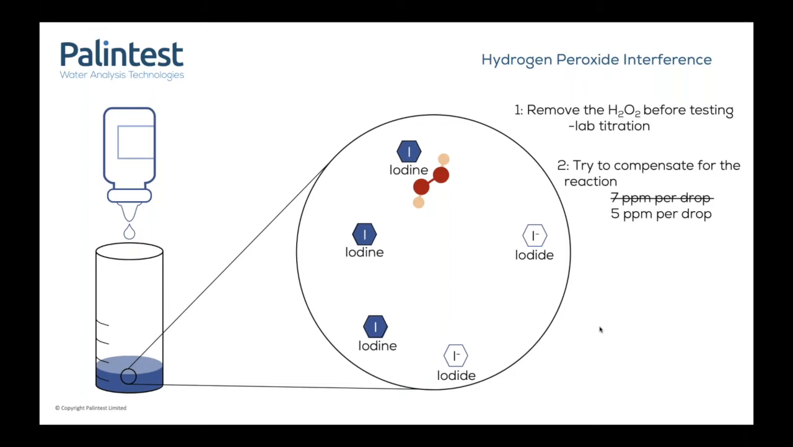So we might say if we have 5 ppm of PAA and we measure 7 because of the hydrogen peroxide, well, we can just build that calculation in. So it'll read 7, but we now just compensate that out and say, well, instead of saying 7 ppm per drop, let's say 5 ppm per drop. And that works quite well in clean water standards.